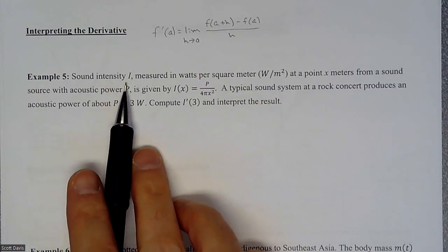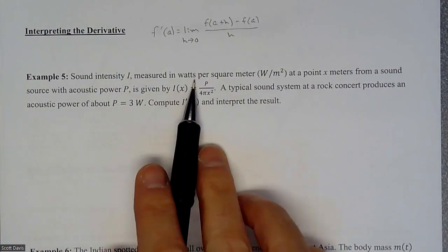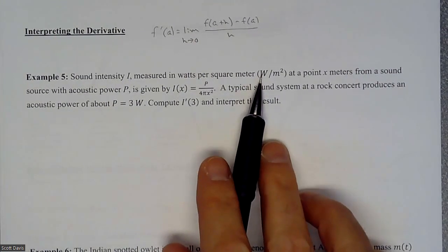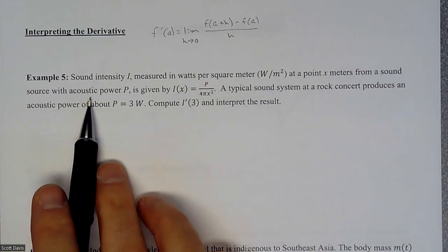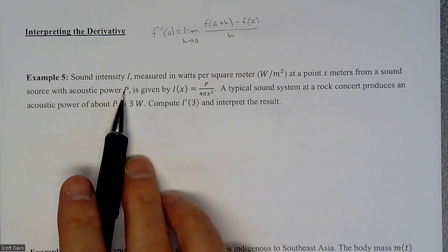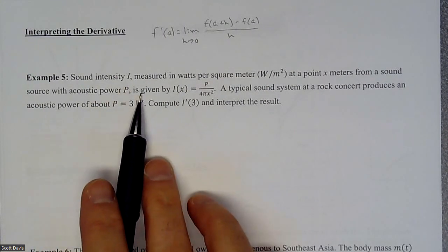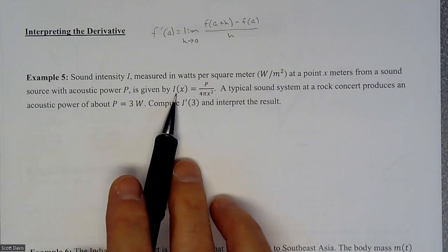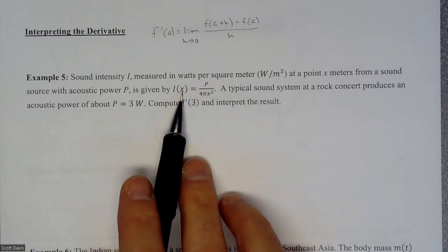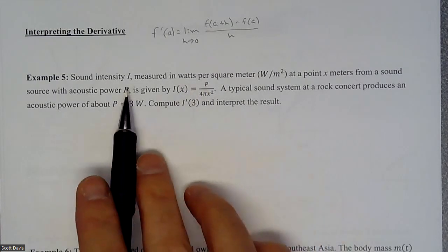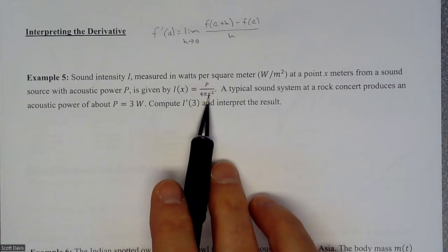It says sound intensity, I, is measured in watts per square meter, at a point x meters from a sound source with an acoustic power P, so your volume kind of thing. It is given by this equation: the intensity at a certain point away from the source is the power divided by 4 pi x squared.